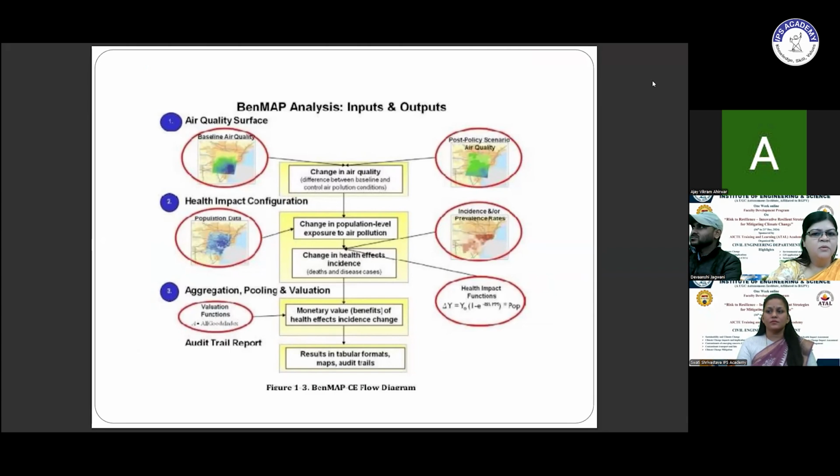Next, BenMAP analysis. This tool is developed by the United States Environmental Protection Agency, US EPA. Here we can see the air quality surface, then health impact configuration. Then next is again the change in the air quality and the change in the health effect incidence. Same type of tool. By this we can also assess the health impact.